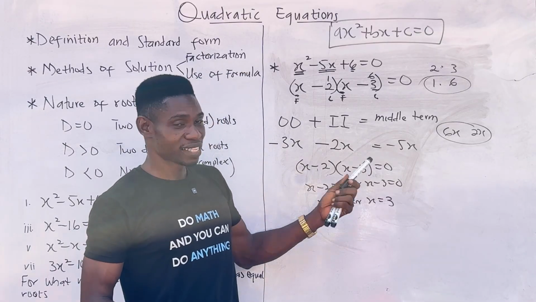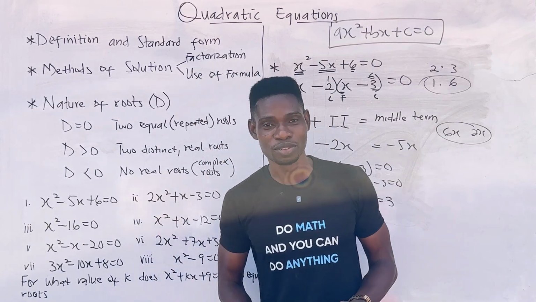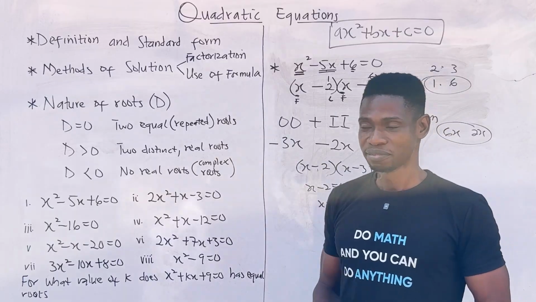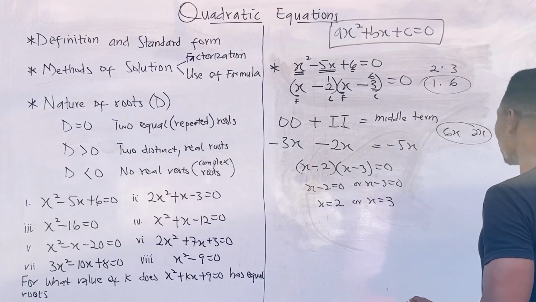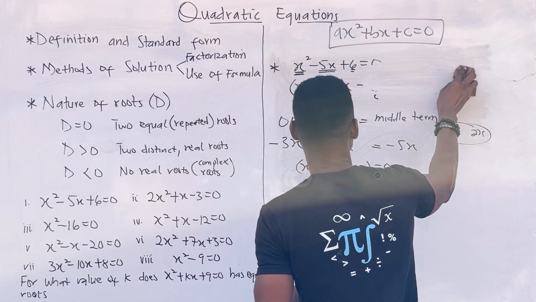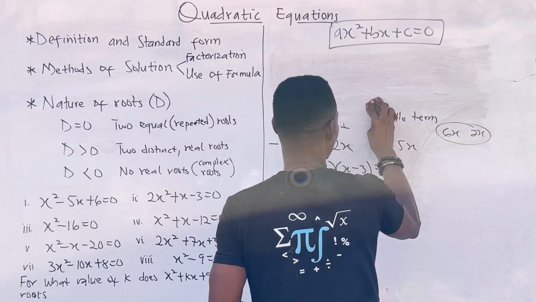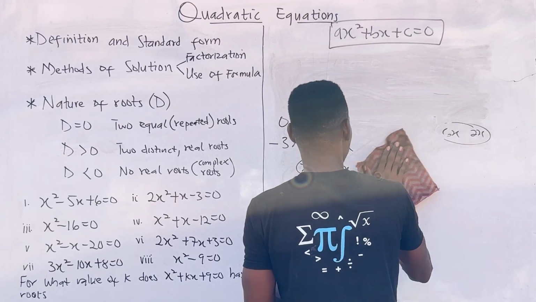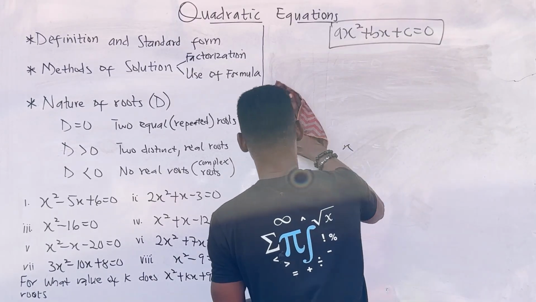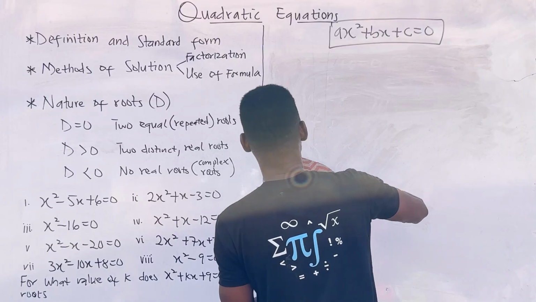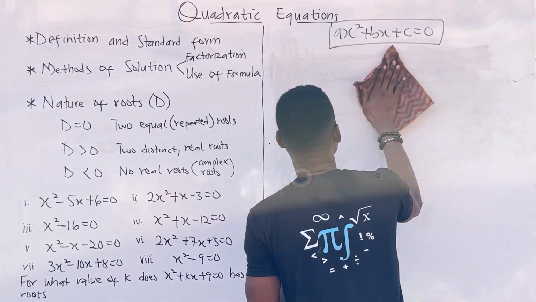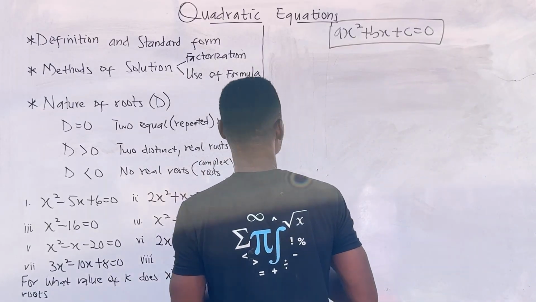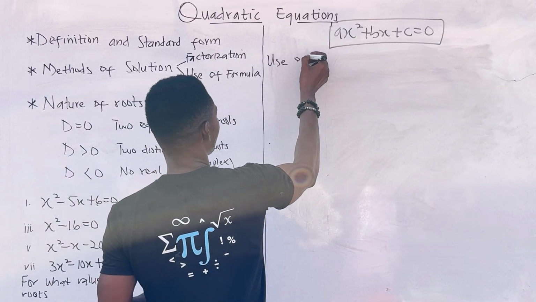So that's how to solve quadratic equations by factorization. So we'll move to the next, which is use of formula. Okay, so this formula is generally called the almighty formula. And one advantage of this formula over factorization is that it can solve all the quadratic equations, whether it's factorizable or not. Okay, so use of formula.